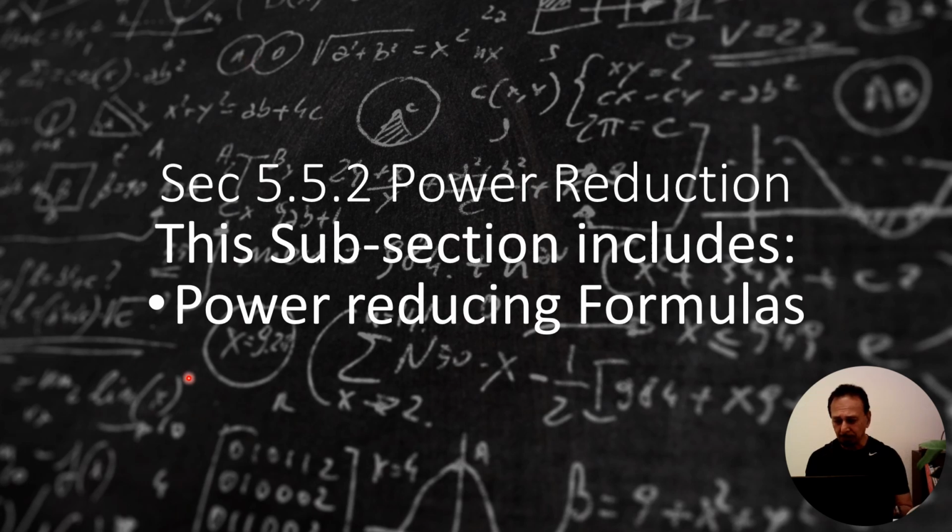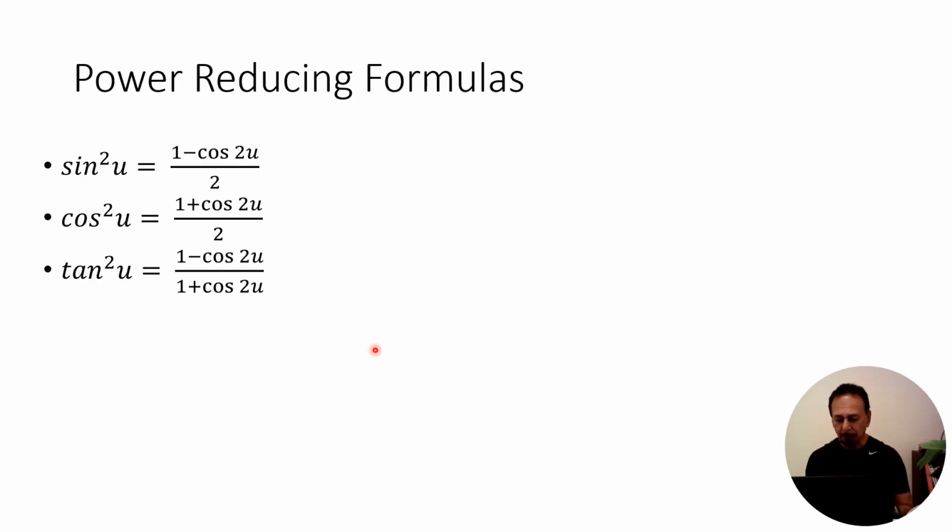This subsection includes only power reducing formulas. And here are the power reducing formulas. Sine squared u equals 1 minus cosine 2u over 2. And cosine squared u equals 1 plus cosine 2u over 2. And tangent squared u equals 1 minus cosine 2u over 1 plus cosine 2u.